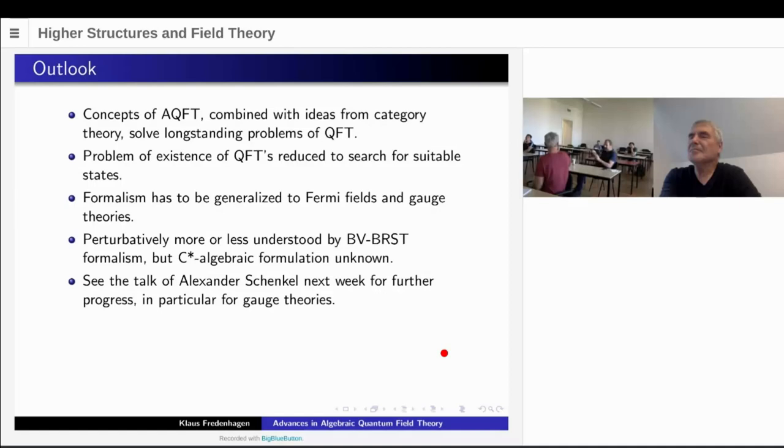How do you reproduce, in a simple case like phi to the fourth theory on Minkowski space, the usual S matrix scattering from your S matrix or S operators, or C star elements? So you just take the phi to the 4, integrate it with a test function, and this is just the S matrix which I described. Now, of course, the S matrix from which you get the scattering results would be the limit where this test function goes to 1.